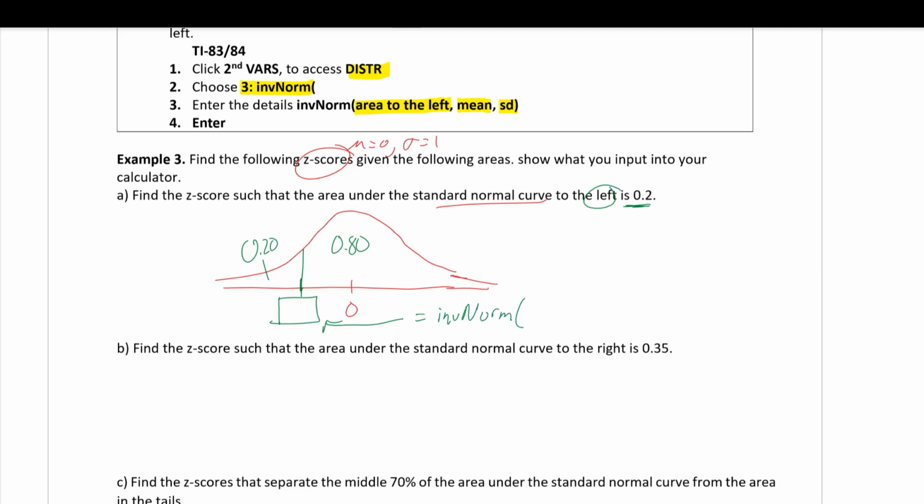The first input is the left area. The second input is the mean, and then the standard deviation. So there are only 3 inputs for this. In this case, the area to the left of this partition is 0.20. The mean, again, this is a standard normal, so we have 0. Standard deviation, 1. Let me show you how to do that on the calculator.